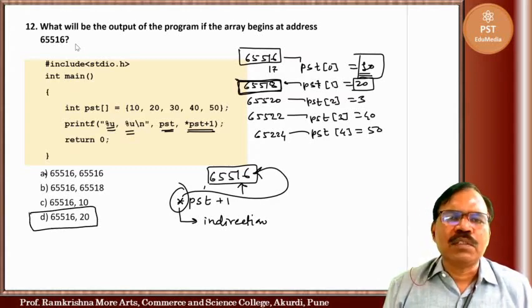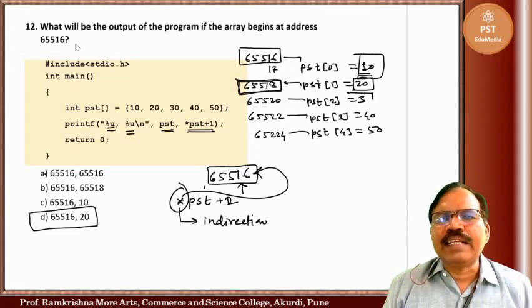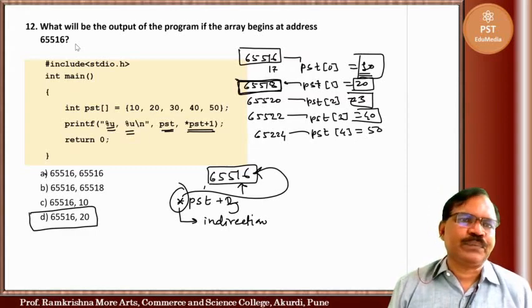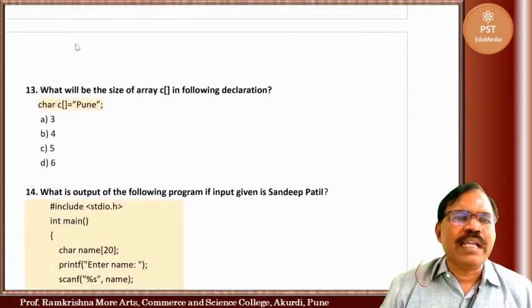If we have here 2, then it will take this one. If it is 3, then it will take this one, like this. Now next one.